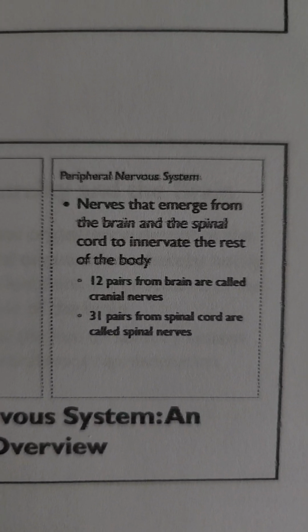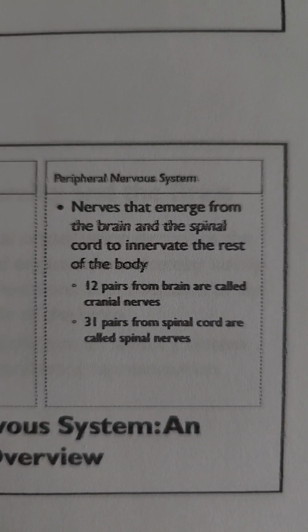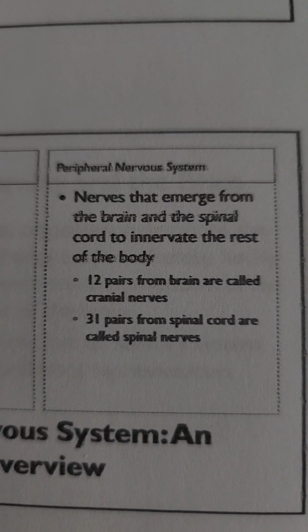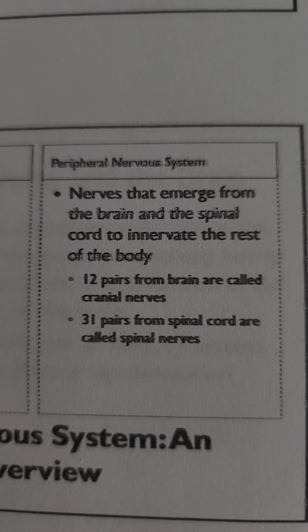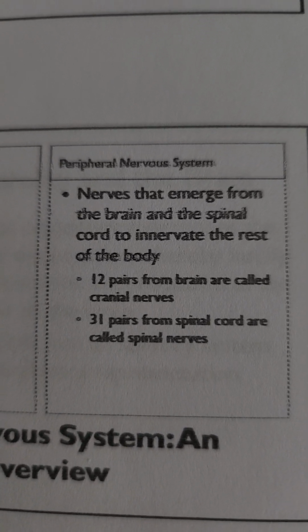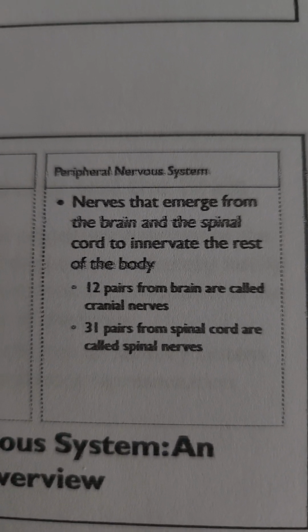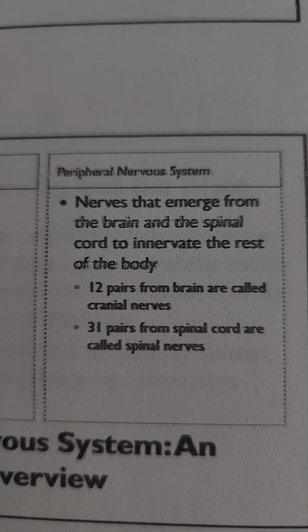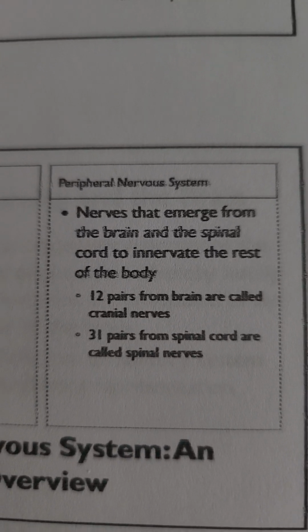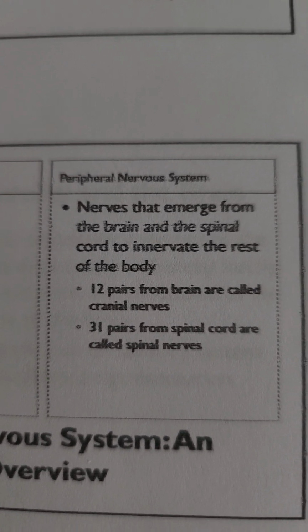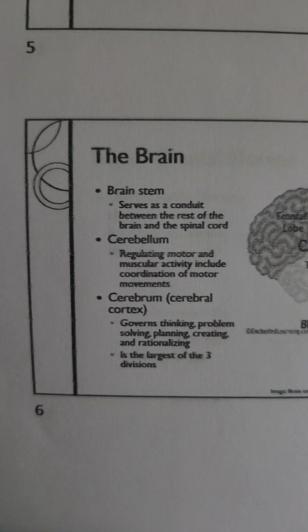The peripheral nervous system is the nerves that emerge from the brain and the spinal cord to innervate the rest of the body. There are 12 pairs from the brain called cranial nerves, and 31 pairs from the spinal cord that are called spinal nerves. The brain.